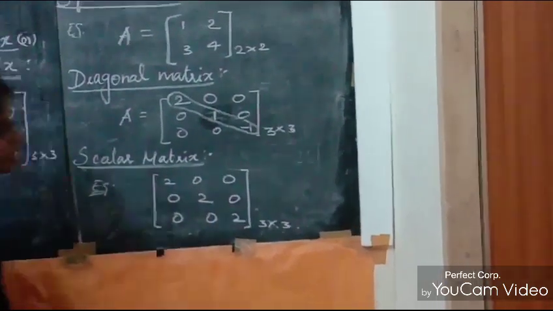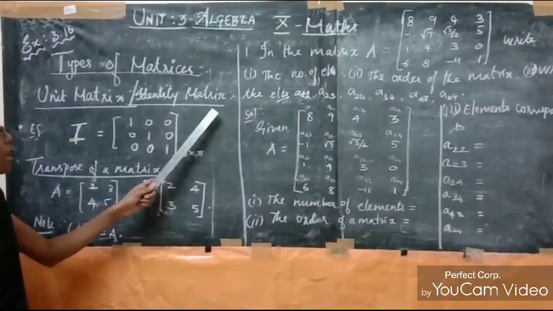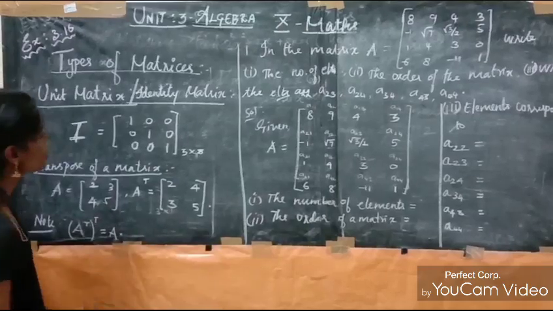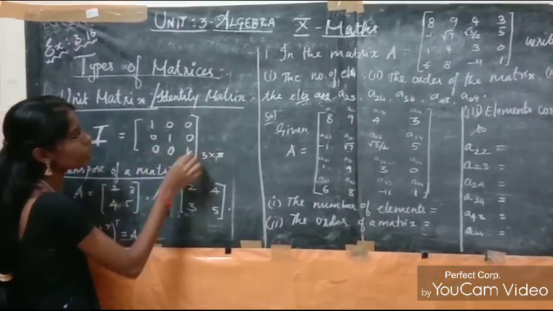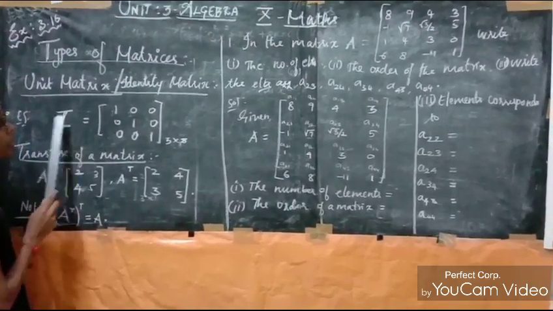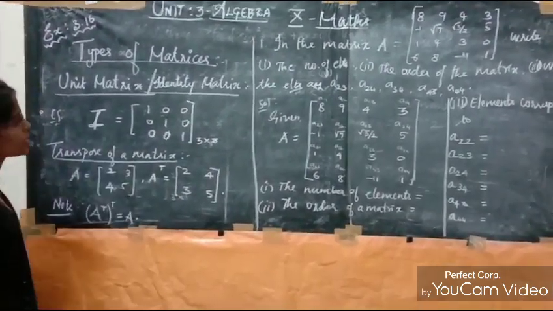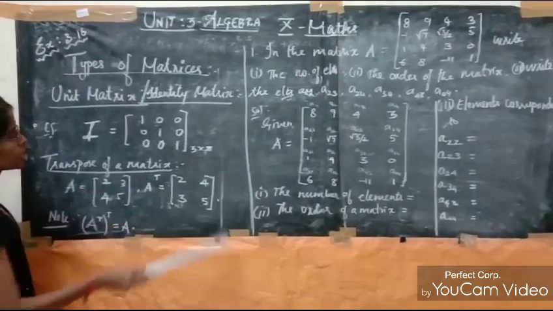This is a scalar matrix. Unit matrix or identity matrix. This is a matrix in which all the leading diagonal elements are 1 and the non-diagonal elements are 0. This is an identity matrix. And the order of the matrix is 3 cross 3.